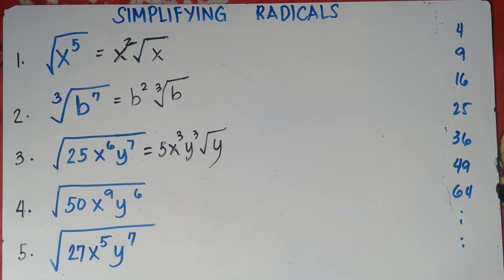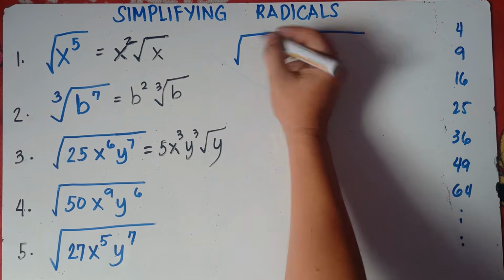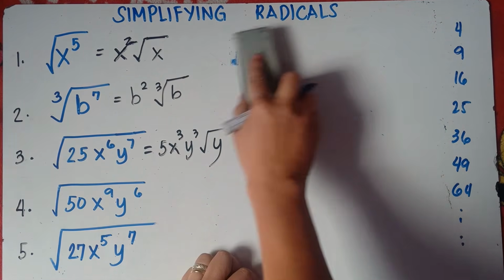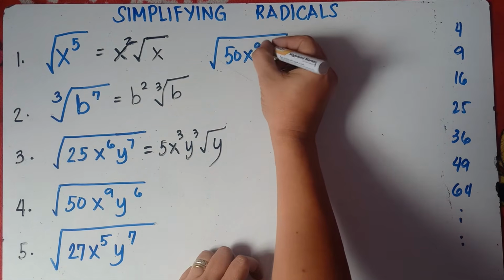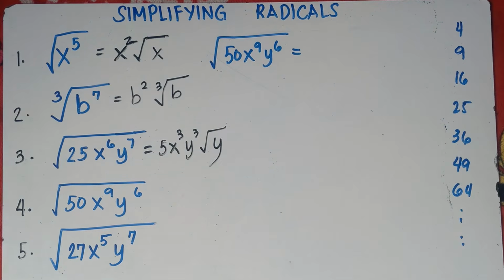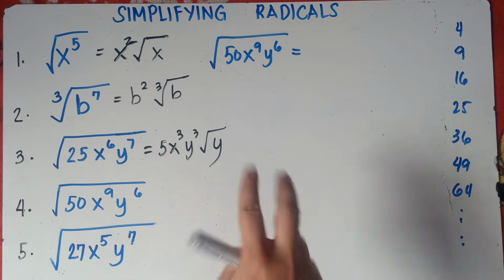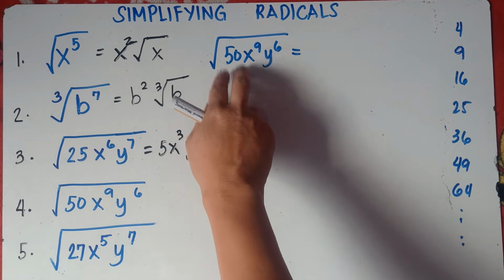Alright, let's try number 3. So what if we have the square root of 50, x raised to the power of 9, y raised to the power of 6. Alright, so is 50 a perfect square? Nope. 50 is not a perfect square. So we find two numbers, that one number is a perfect square, the other is not, that when you multiply, you will get 50.